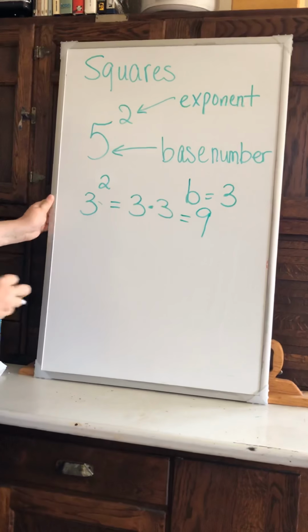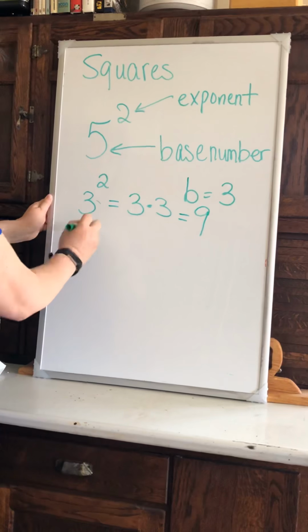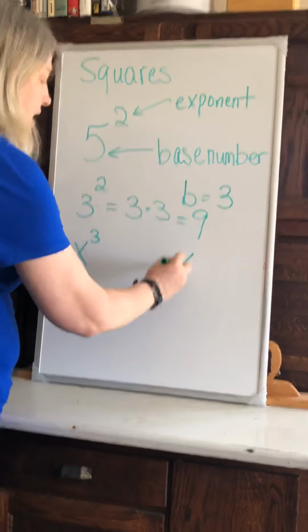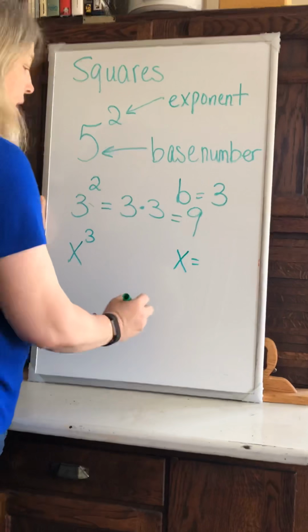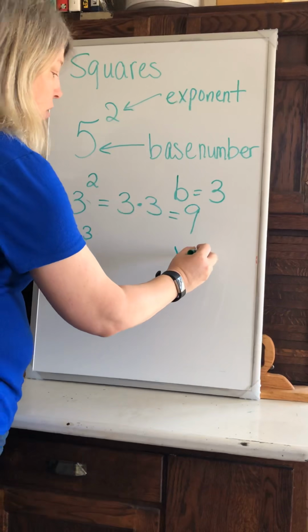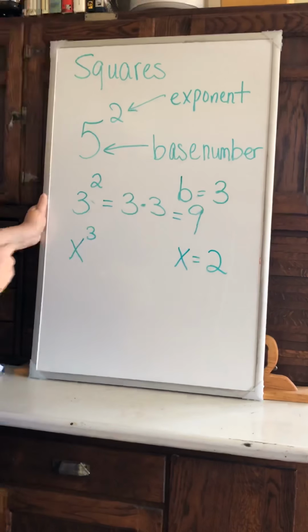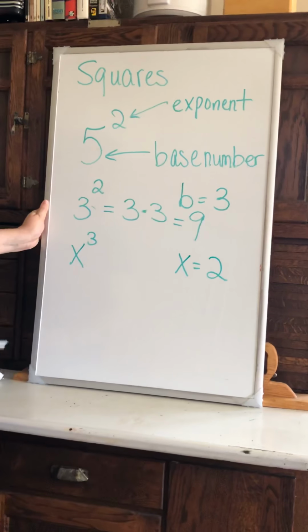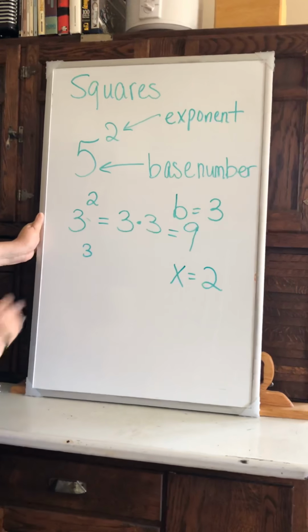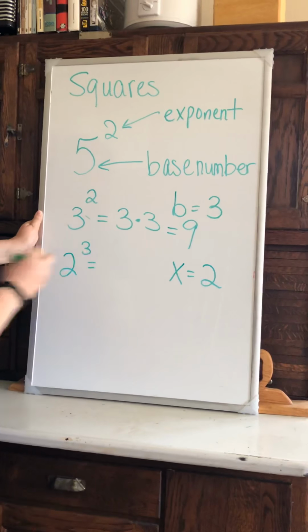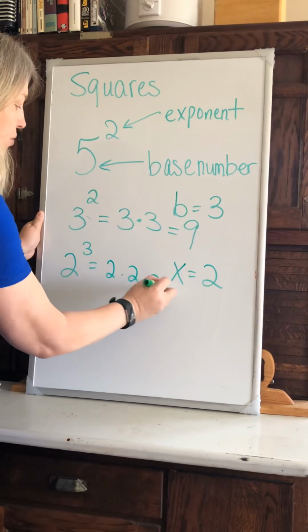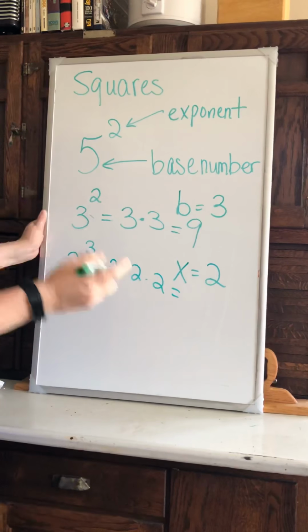Now, what if I take x cubed? And I'm going to tell you that x is going to equal, well, let's say that it's going to equal 2. Okay? I'm going to take this 2 and I'm going to plug it in where that x is. And now it says 2 cubed, which is 2 times 2 times 2, and that would be 8.